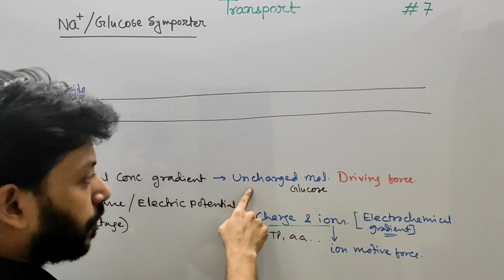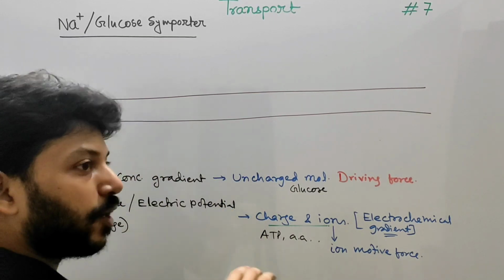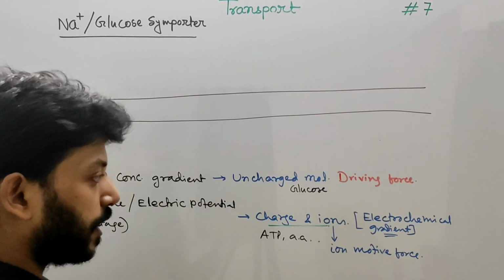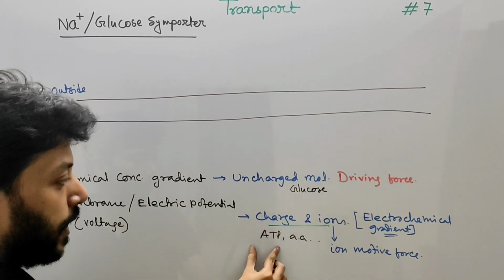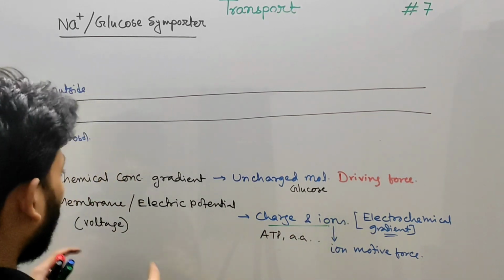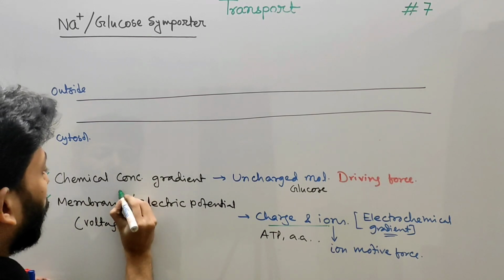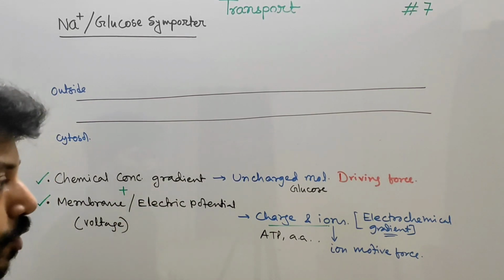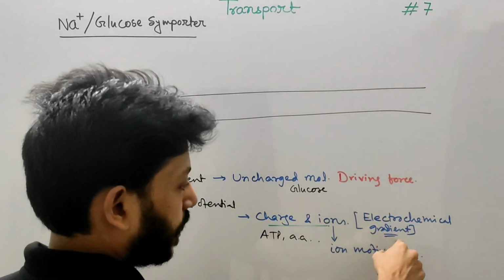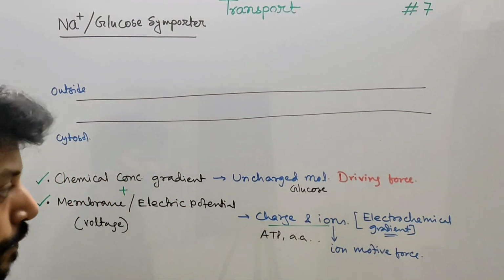So in case of uncharged molecules like glucose, this chemical concentration gradient is the only driving force. But in case of charged molecules like ATP, amino acids, and also for ions, both the chemical concentration gradient and the membrane potential or electric potential together we call electrochemical gradient, or in case of ions we call it ion motive force, together they work.